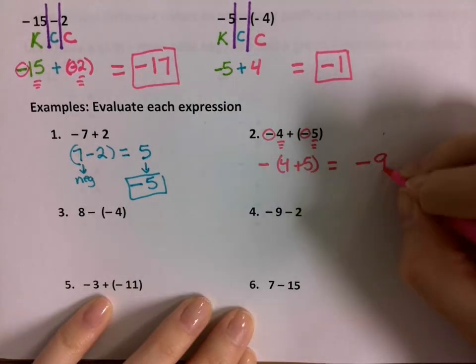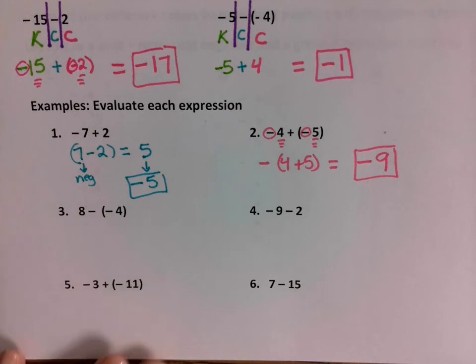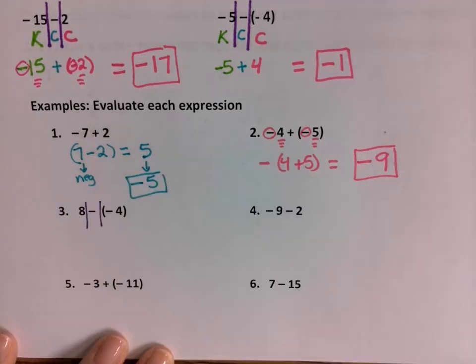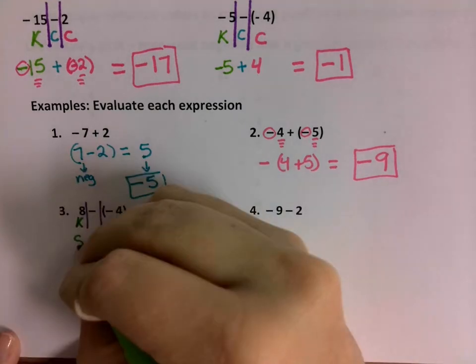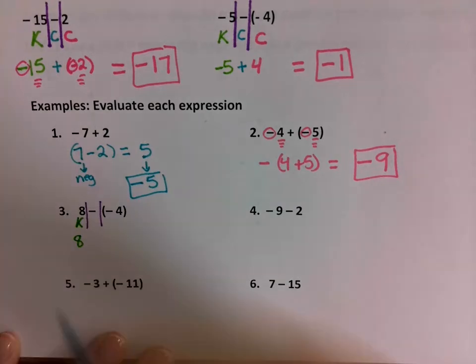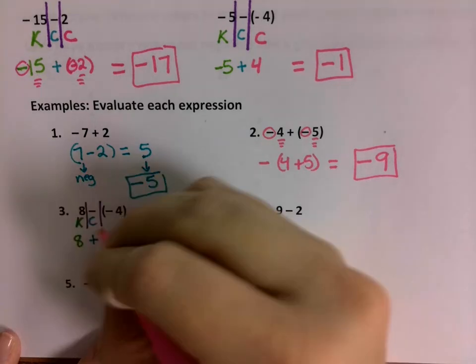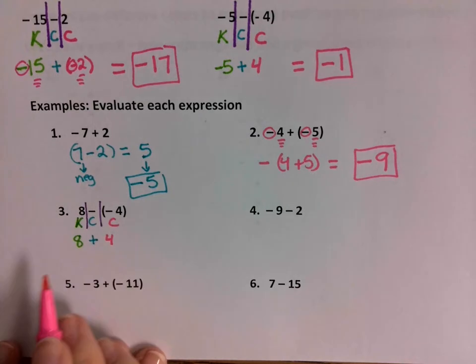For problem number 3, it's currently subtraction. So I'm going to go ahead and split this into a keep, change, change. I'm going to keep the 8 as it is. I'm going to change the subtraction into addition. And then I'm going to change the -4 into a +4. I now have an addition problem with the same signs. They are both positives, so I can add that together and get a +12.